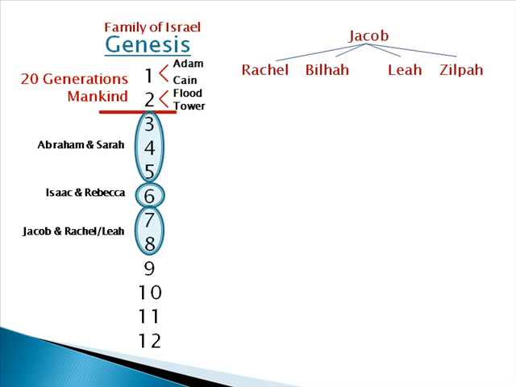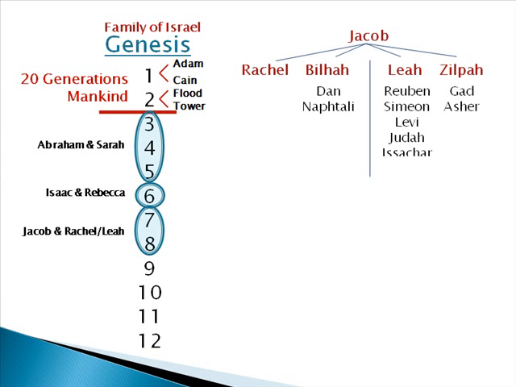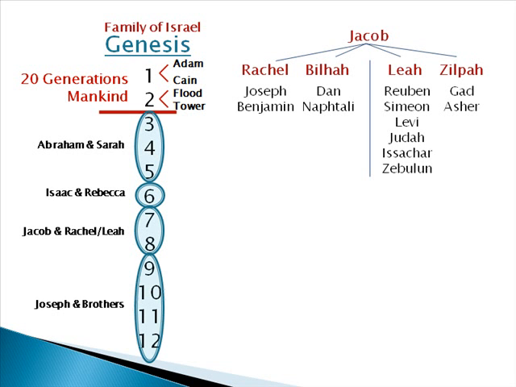So Jacob has Rachel, Bilhah, Leah, and Zilpah. We'll split them into two groups. Leah has Reuben, Simeon, Levi, and Judah, the four. And then Rachel has Bilhah given to Jacob, and he has Dan and Naphtali from her. Zilpah has Gad and Asher. Then Leah has two more, Issachar and Zebulun. And Rachel finally has Joseph and Benjamin. They come at the very end. So 9, 10, 11, 12 is Joseph and his brothers.